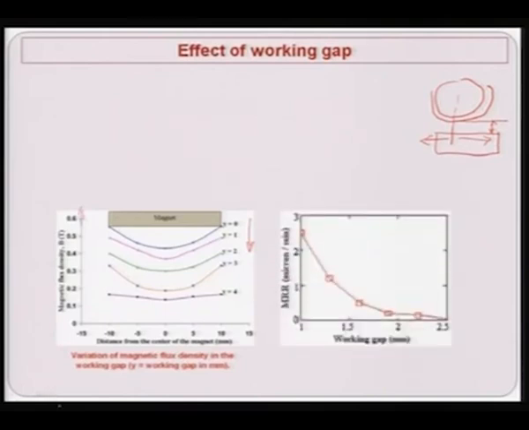Now, you can also see that as the working gap is increasing, the material removal rate is decreasing, which is obvious, because as the working gap is increasing, you can see on the left hand side the magnetic flux density is decreasing. As the magnetic flux density decreases, the holding power of the fluid on the abrasive particles will also decrease. So the fluid will not be able to hold the abrasive particles to penetrate deeper into the workpiece surface, hence the material removal rate will decrease.